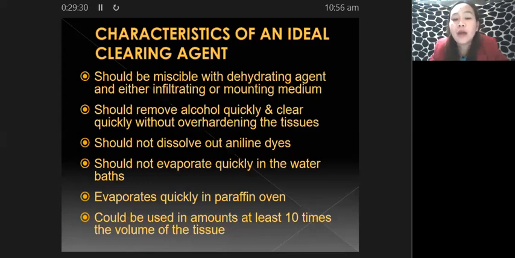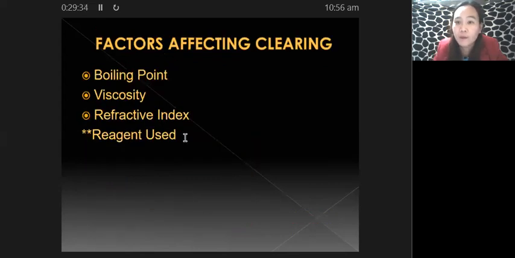Okay? So now let us move on. What are the different factors that affect the clearing process? Okay, so we only have a few factors. Number one, we have boiling points. In particular, the boiling point of your clearing or de-alcoholizing agent will affect the penetration of your paraffin wax, or of your medium during infiltration.